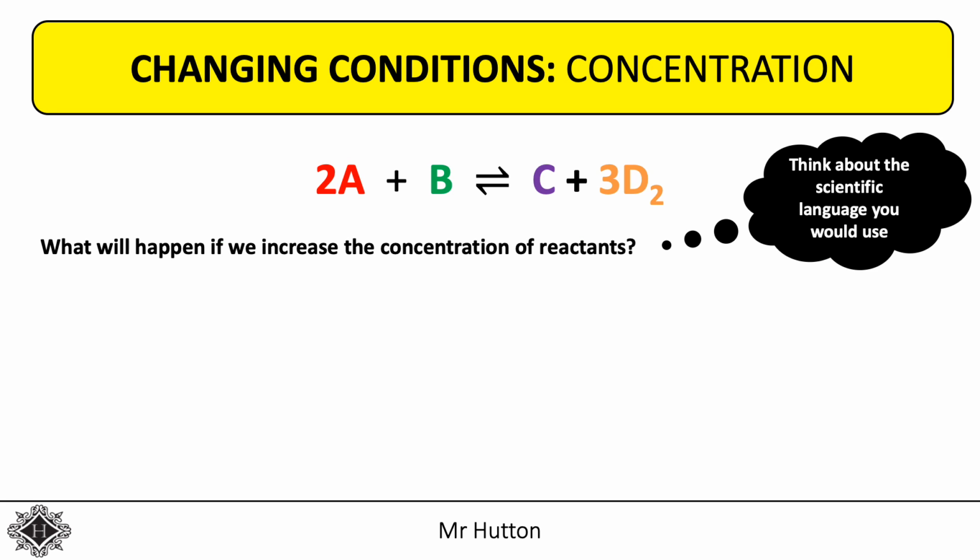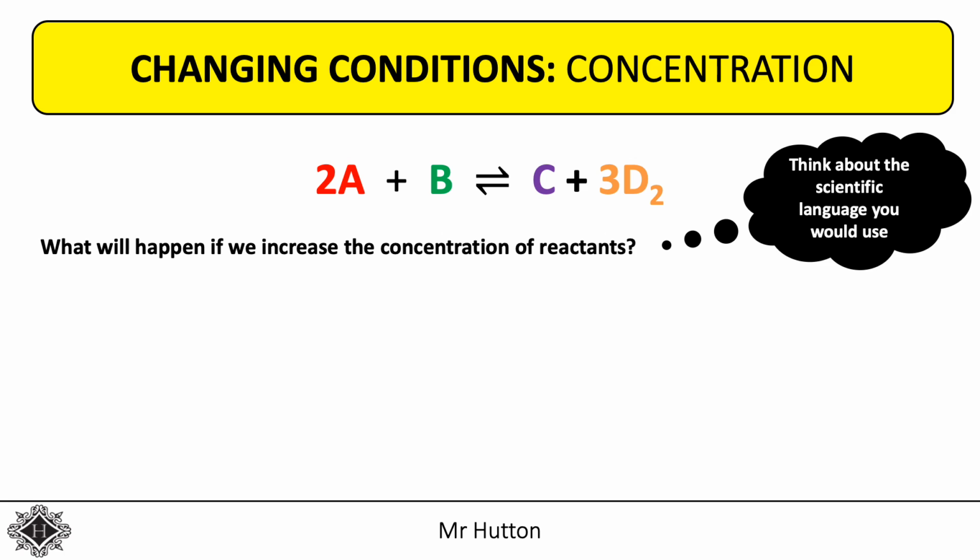All right, so let's look specifically then at changing the concentration. So we've got our reversible reaction here, and we've got two lots of A are going to react with B to give me one lot of C and 3 lots of my D molecule. So we could say two moles of A react with 1 mole of B to give me 1 mole of C and 3 moles of D. All right. So what will happen if I increase the concentration of the reactants?